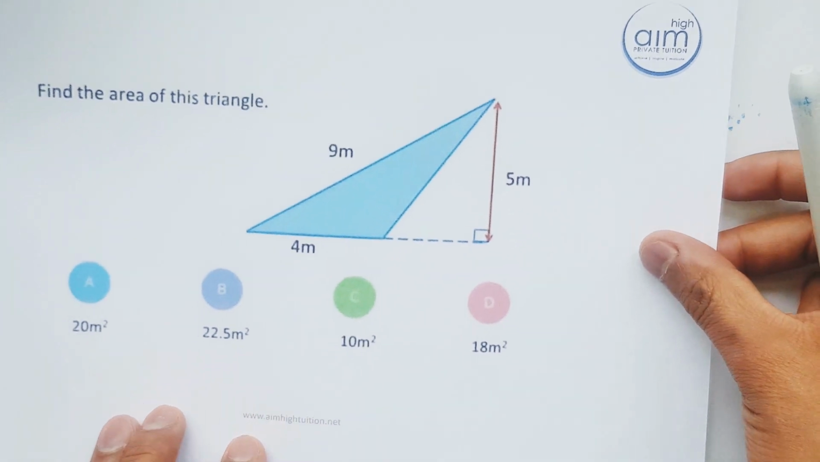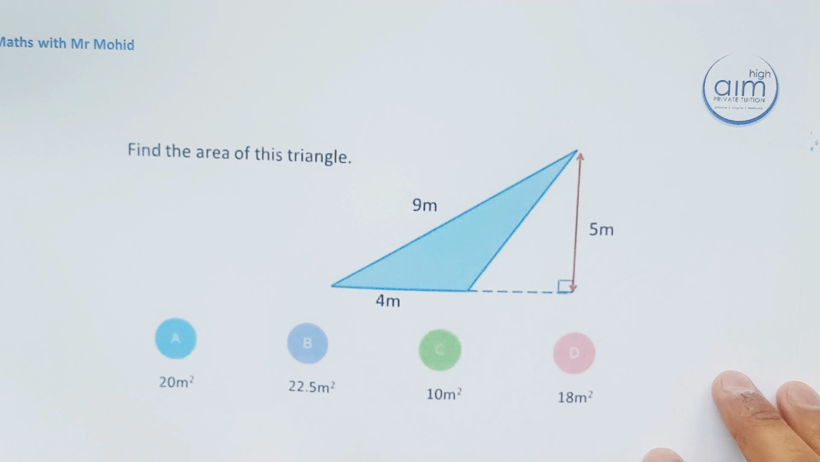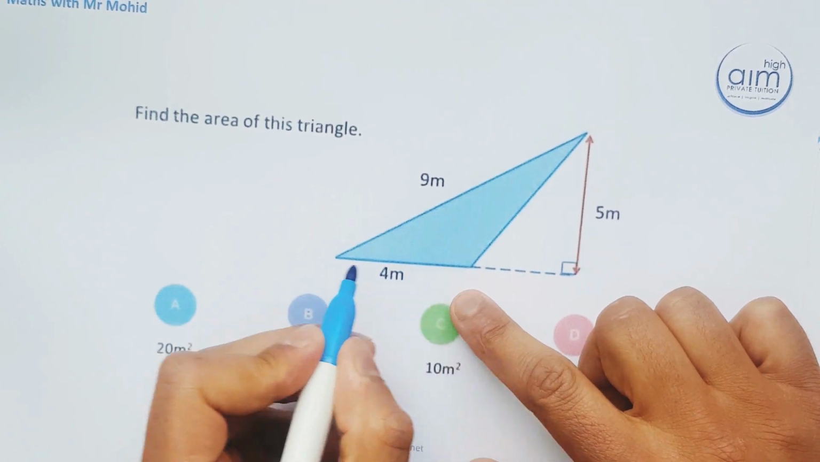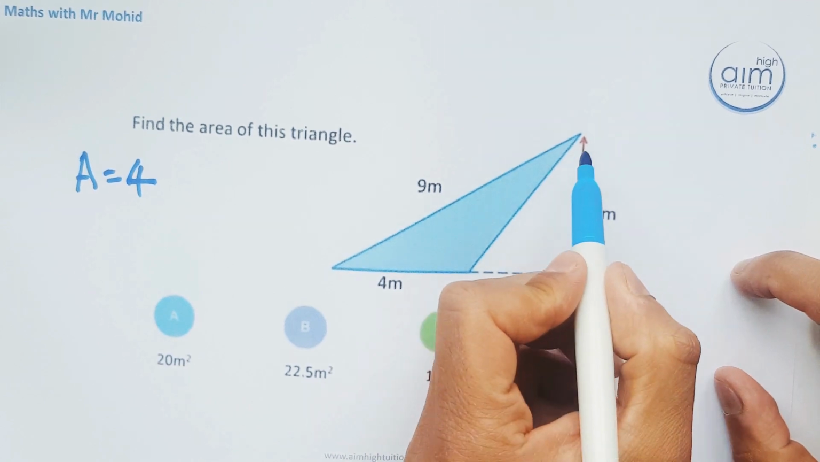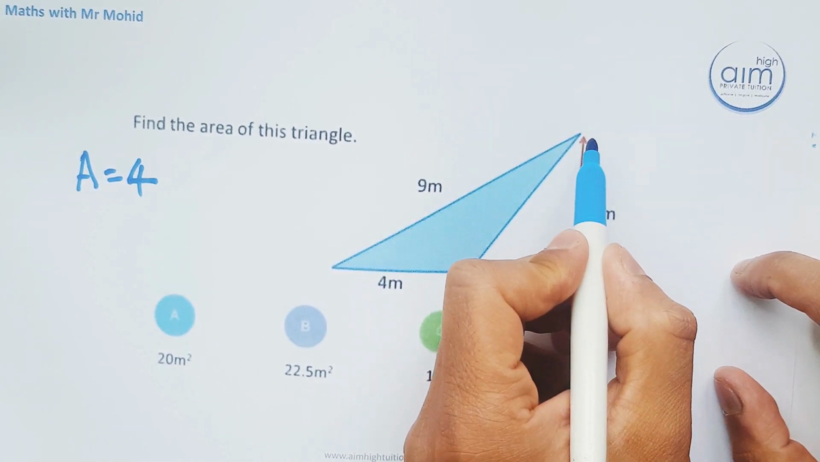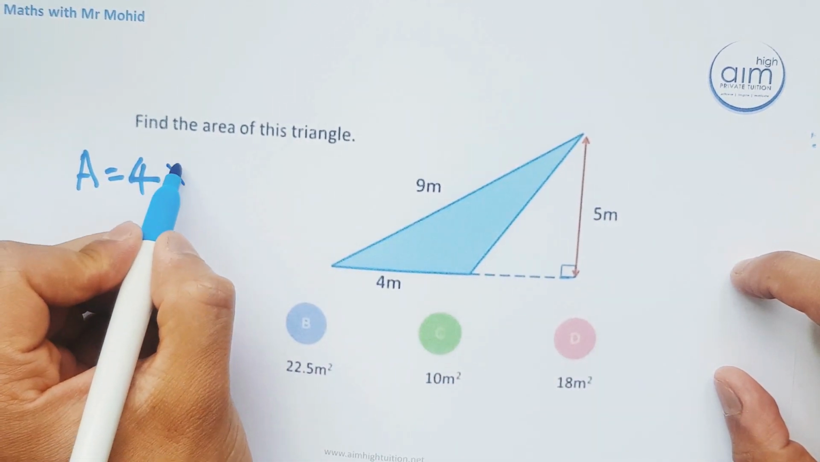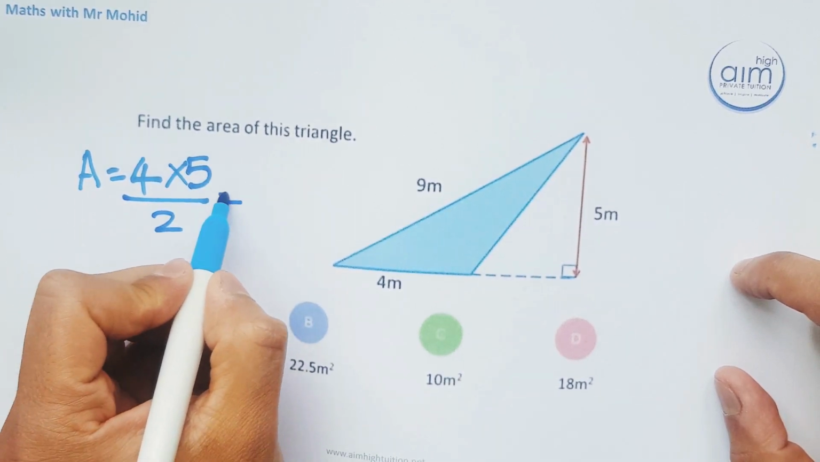Here's one last example. Find the area of the triangle. So in this example, we've got the base, which is 4. So the area is going to be 4 times the vertical height. Again, there we go, that's the perpendicular height there. So we're going to use 5. 4 times 5, and then the final step is divide your answer by 2.